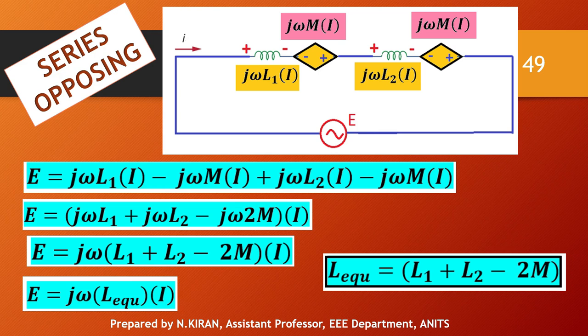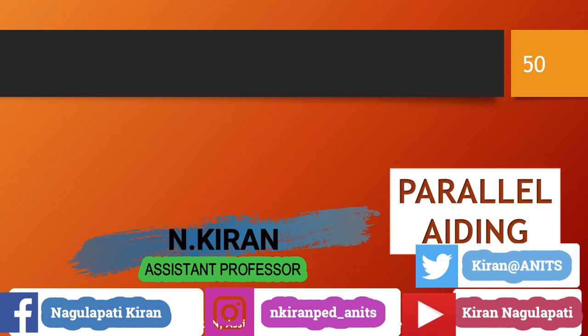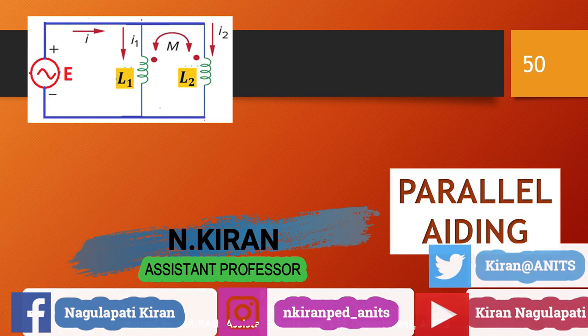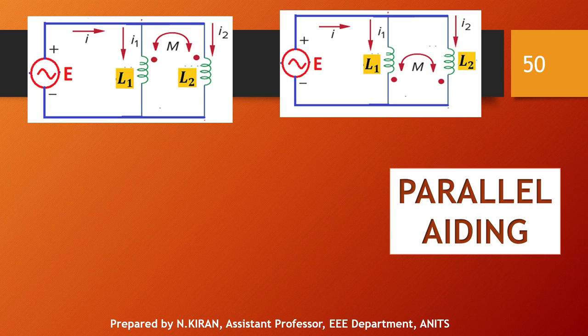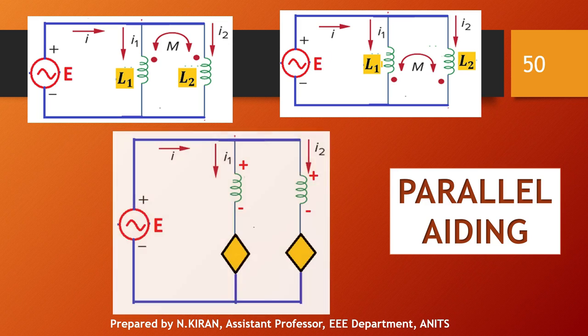Next, coming to parallel aiding. Here, as seen in series aiding, the currents in both the coils should either enter at both the dots or leave at both the dots. So in this case also, every coil will have self-induced EMF as well as mutually induced EMF.